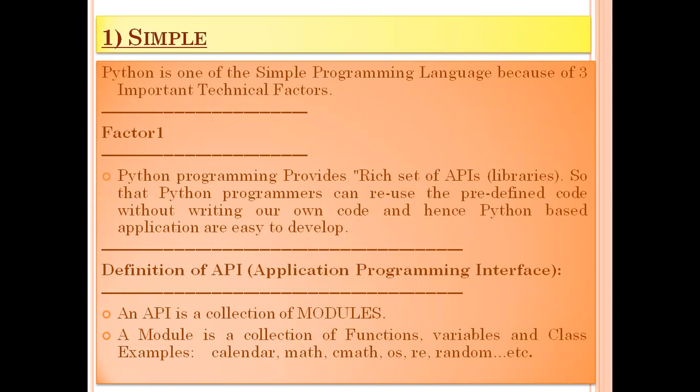Now, what is the definition of API? API is a collection of modules, like a collection of functions. Now, a module is a collection of functions, variables, and classes. Examples: calendar, math, cmath, os, re, random, etc.